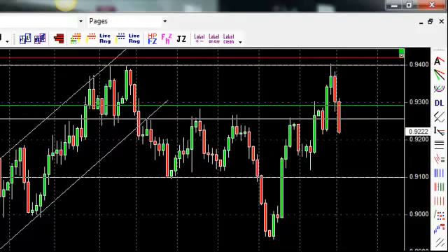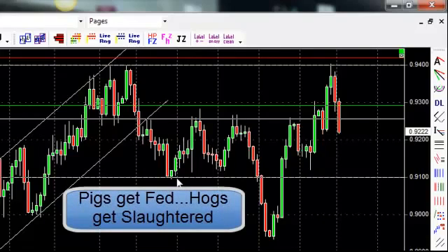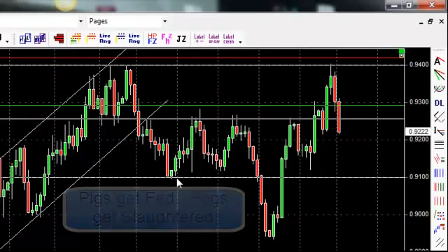But this has happened lots of times, guys. You can't squeeze. There's a saying that I always say: pigs get fed and hogs get slaughtered. And what that means is you want to be a pig in the Forex market. Take some pips. But a hog is the guy who's waiting out to squeeze every last pip out of a trade. And here's the problem.